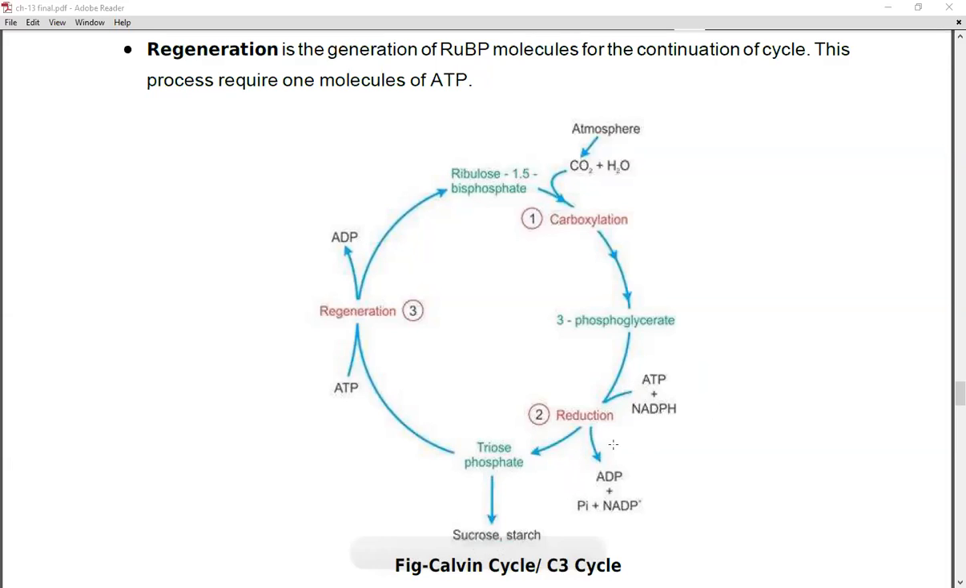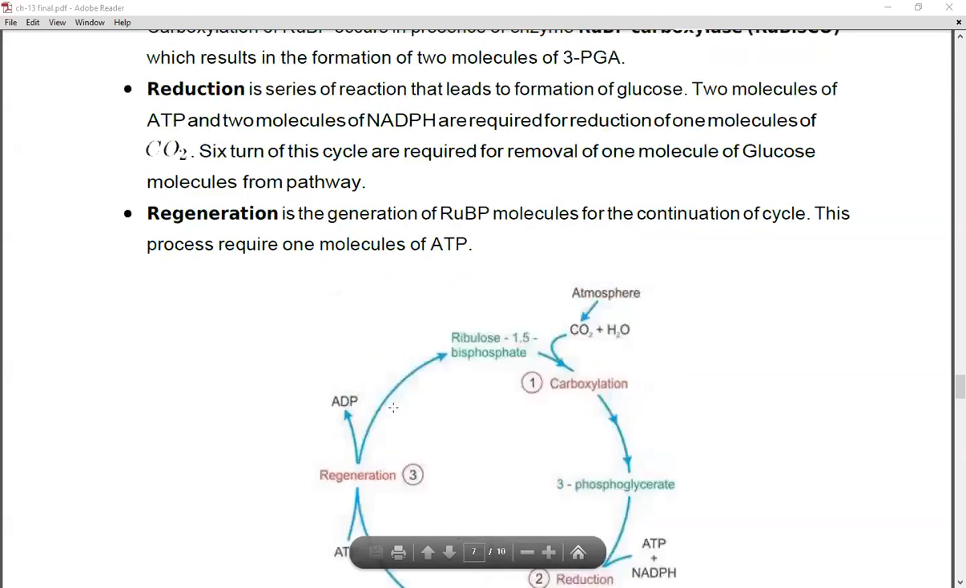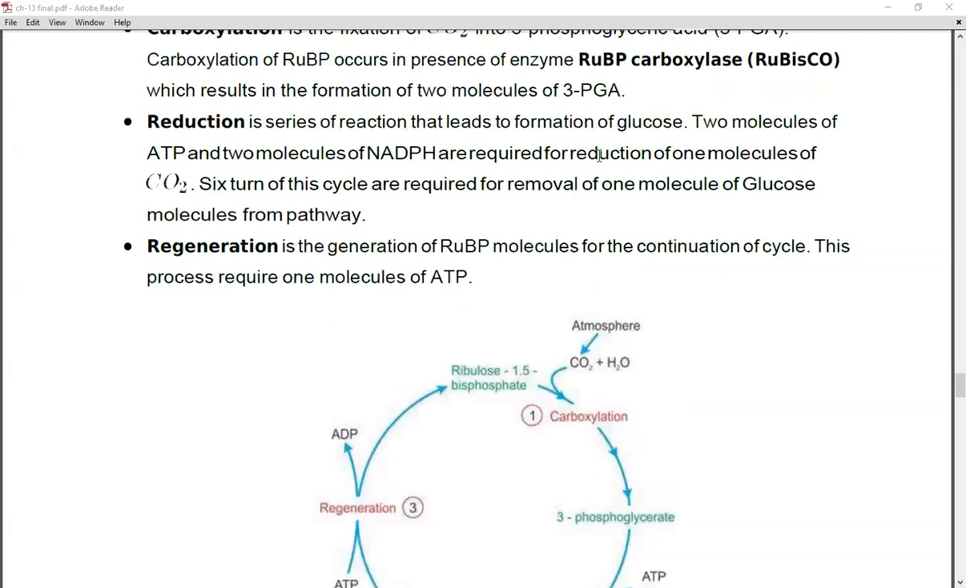So the reduction over here is taking place, and this 3-phosphoglycerate, or we can see the 3-PGA, gets converted to the sugar, or we can say the glucose, and that is sucrose or starch, right? So that will be a triose phosphate, right? So this is about the second step of the Calvin cycle, and that is reduction. As the reduction is taking place, for this reason, the name of the step is reduction.